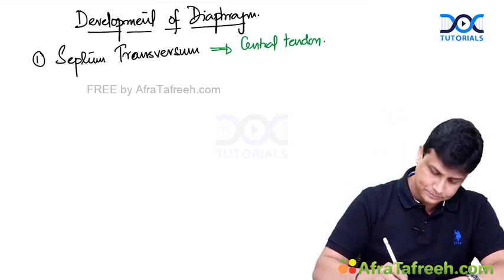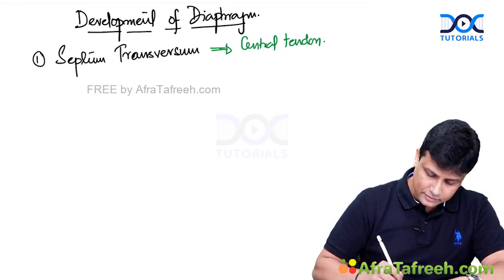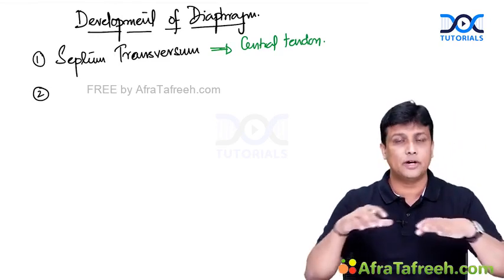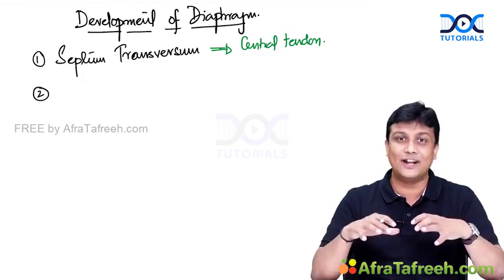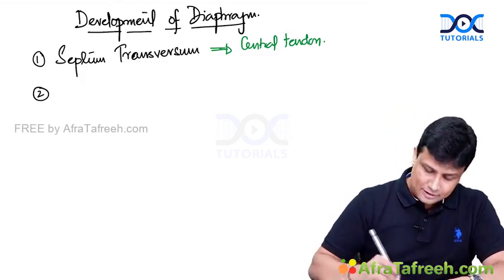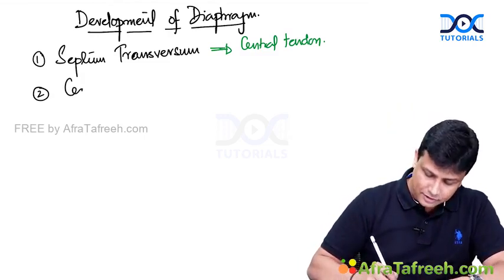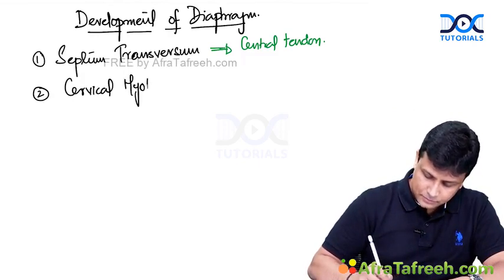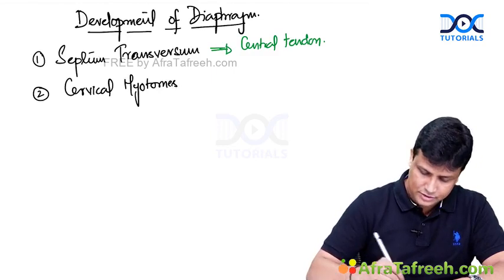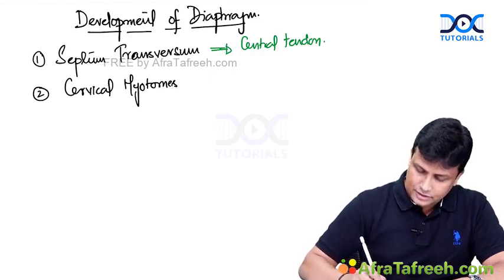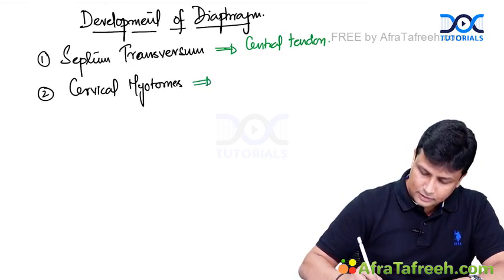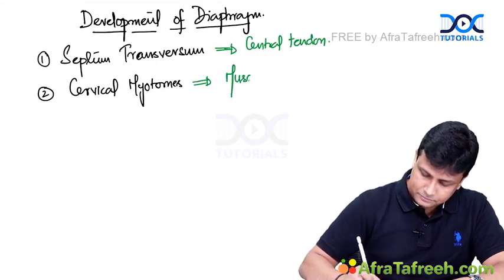Number 2. If the central tendon is derived from septum transversum, then what about the muscular part of the diaphragm? The diaphragm is a musculo-tendinous structure, you also have muscle. So the muscular part is actually derived from the cervical myotomes. And cervical myotomes are the ones which are going to form the muscular part of the diaphragm.